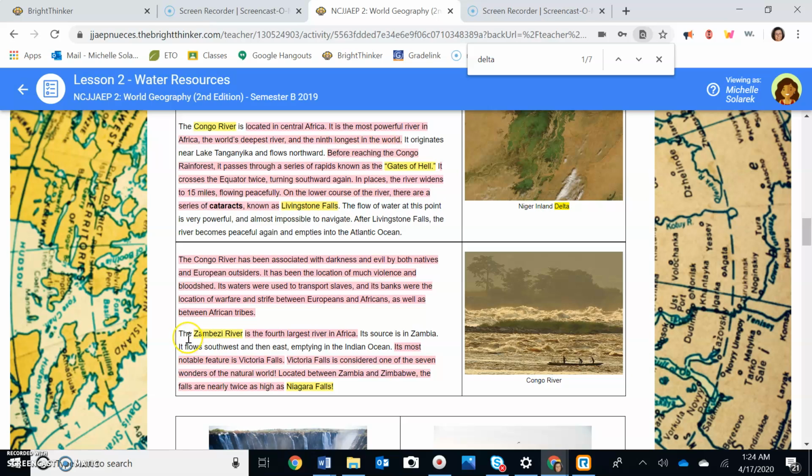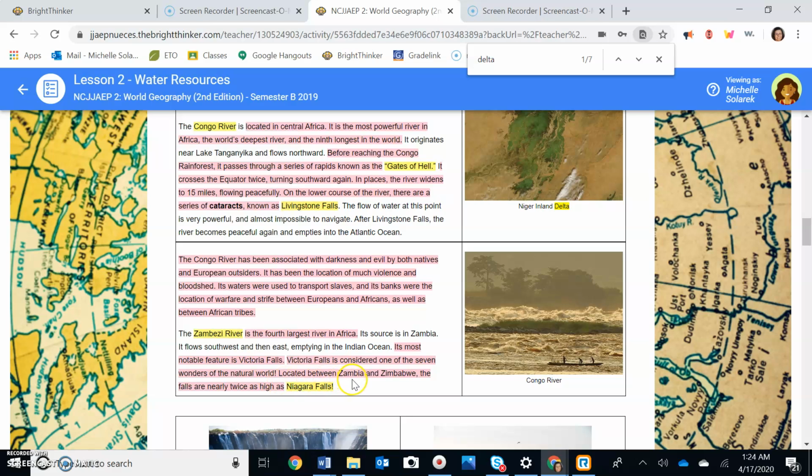Okay, so let's take a look at the Zambezi River. It is the 4th largest river in Africa. It flows southwest and east, emptying into the Indian Ocean. Its most notable feature is Victoria Falls. Now, Victoria Falls is considered one of the 7 wonders of the natural world.